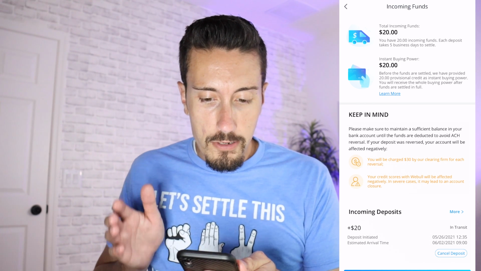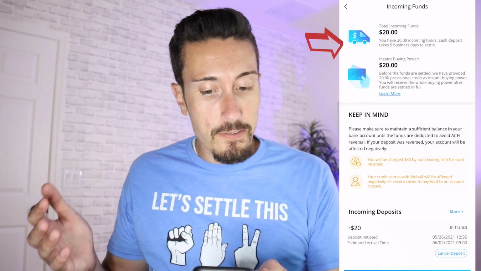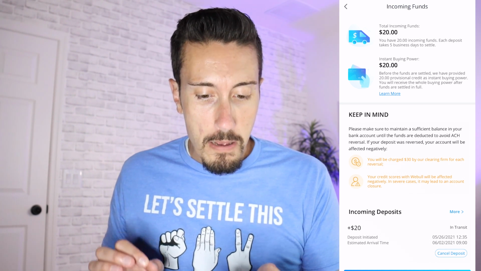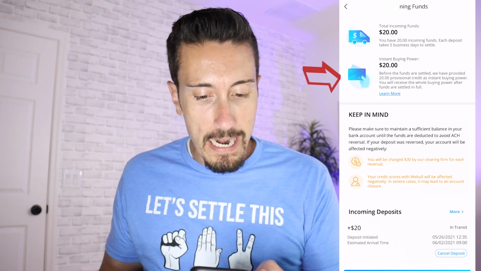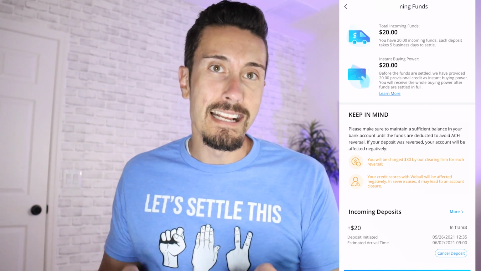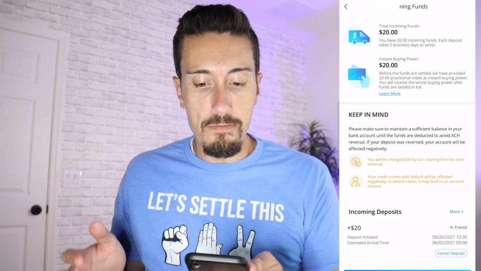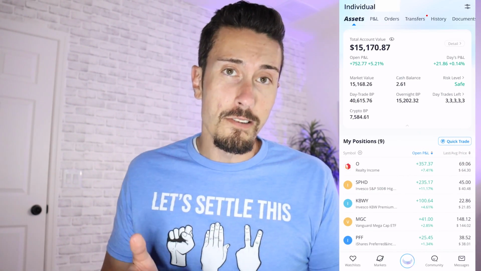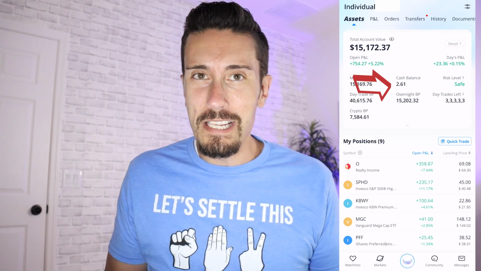Incoming funds are $20, you have $20 coming in, each deposit takes 5 business days to settle, and then instant buying power of $20. Before the funds are settled, we have provided $20 in provisional credit as instant buying power. You'll receive the whole buying power after your funds are settled in full. So you're going to see it says $2.61, but you have $22.61 in my example here.